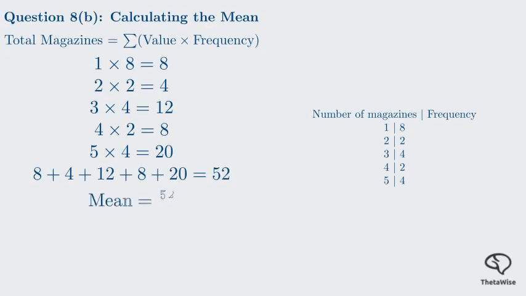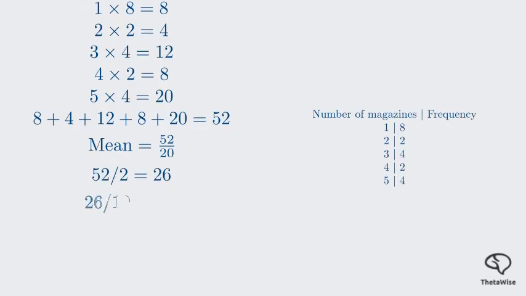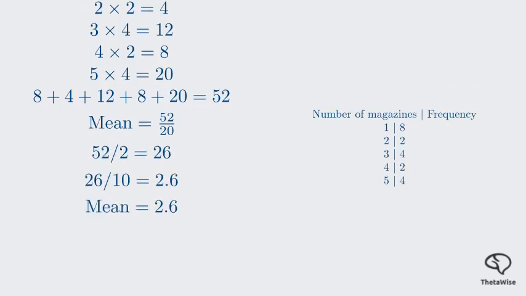The total number of people is given as 20. So the mean is 52 over 20. To divide by 20, without a calculator, divide by 2, then divide by 10. The mean is 2.6 magazines.